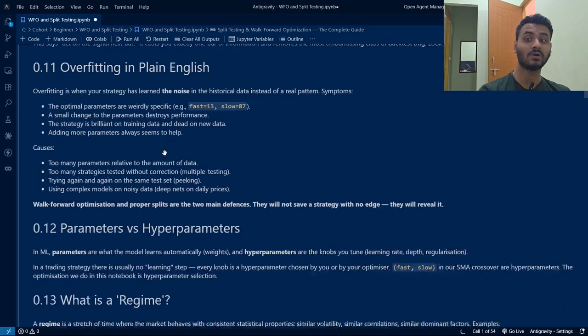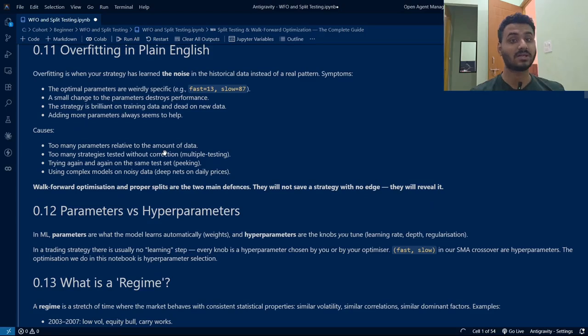This is included. Now, the main topic in this: parameters versus hyperparameters. In machine learning, parameters are what the model learns automatically, the weights. Hyperparameters are the knobs that you tune: learning rate, depth, regularization. In a trading strategy, there is usually no learning step. Every knob is a hyperparameter set by you or your optimizer. Fast and slow in your SMA, basically fast length and slow length, are your hyperparameters. The optimization we do in this notebook is hyperparameter selection.